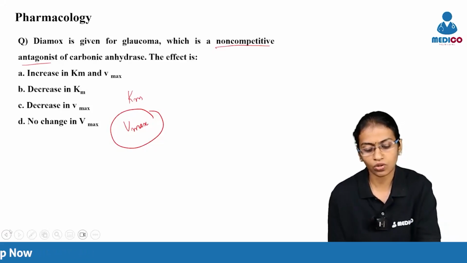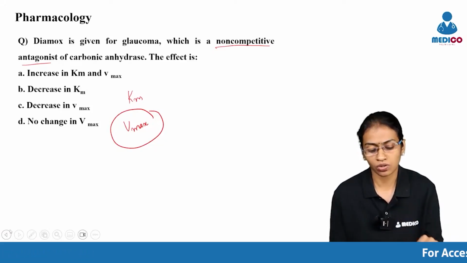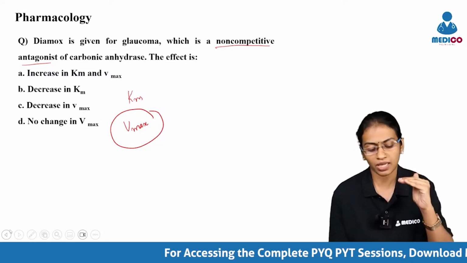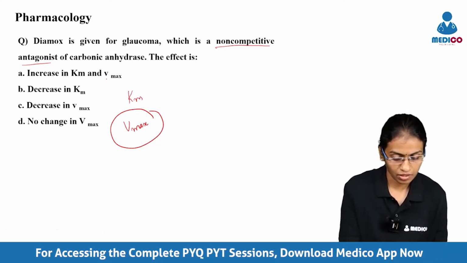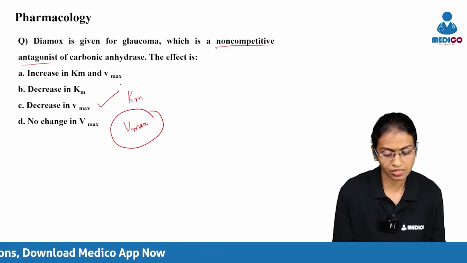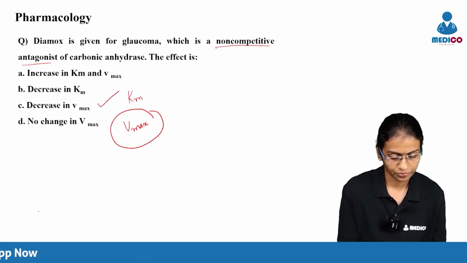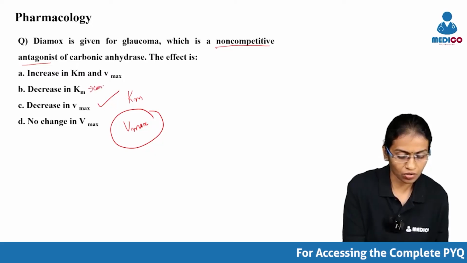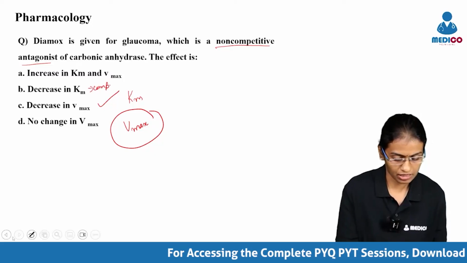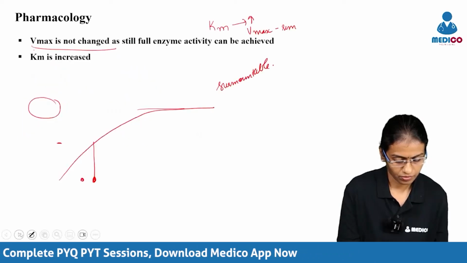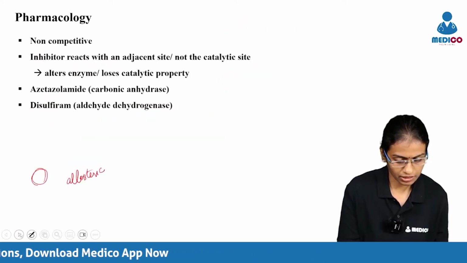Diamox is a non-competitive antagonism. So in non-competitive inhibition, what will happen? Km remains the same, Vmax is decreasing. So you can see a decrease in Vmax is the correct answer. A decrease in Km happens in competitive inhibition. Okay, now let's go to the next question.